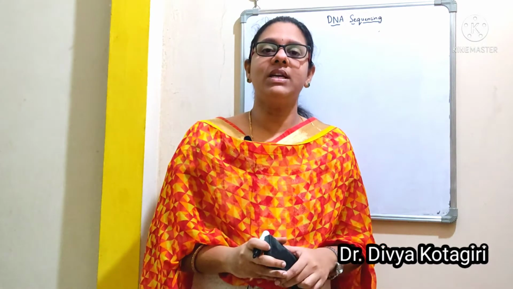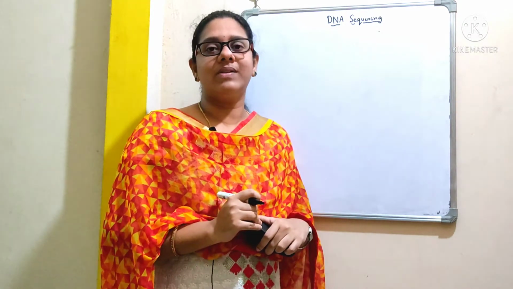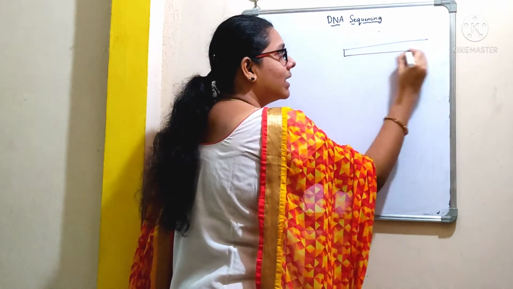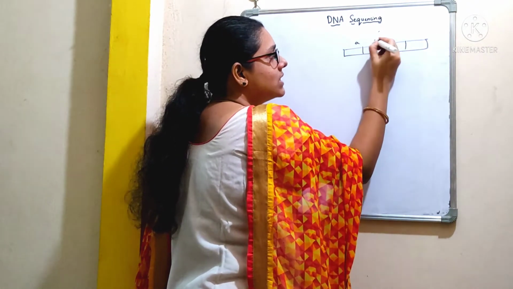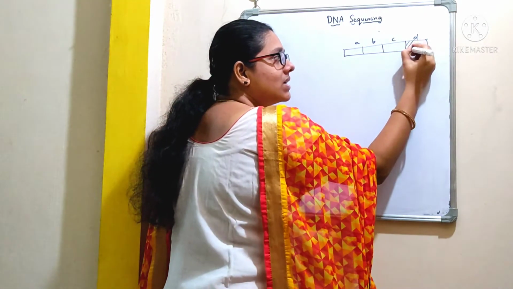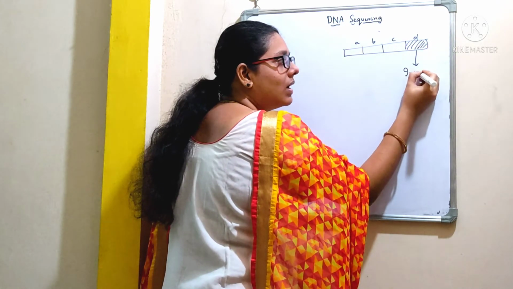Hello everyone, welcome back. This video is all about DNA sequencing. Why do we need to sequence a DNA? For example, there is a DNA fragment with a set of genes. Say for example, there are 4 different genes A, B, C and D. I am interested in isolating this gene D because it codes for a hormone called insulin.